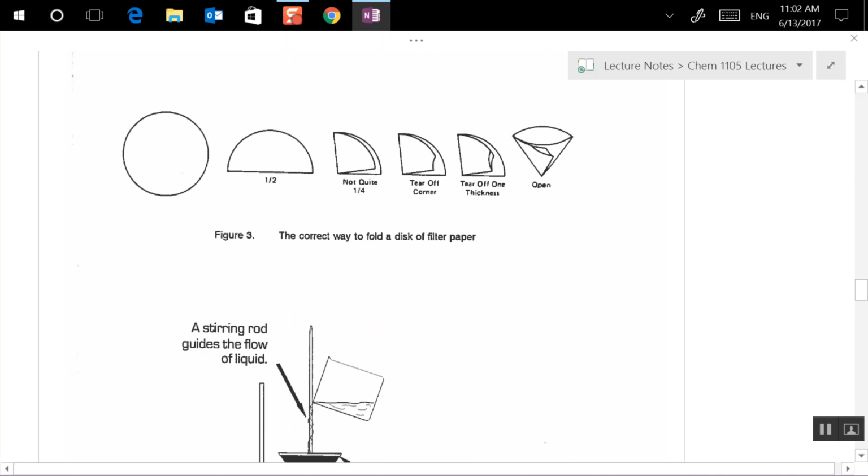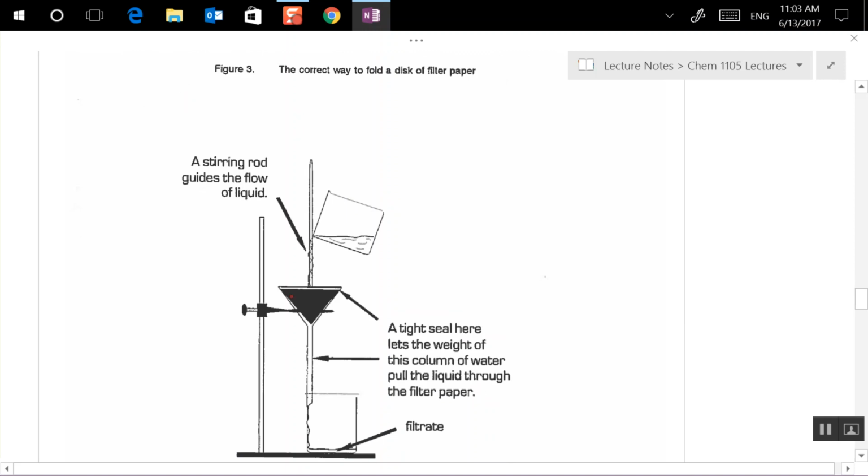You have a round piece. You fold it in half, and then you fold it into a quarter. Okay, don't worry about tearing off the corner. Not a big deal. All right? And then you just prop it open. Okay? Through the middle. You prop it open and make a capture funnel filter, and then you can put that onto your funnel here, and you'll spray some water on it before you start, and that water will seal the filter to the funnel.